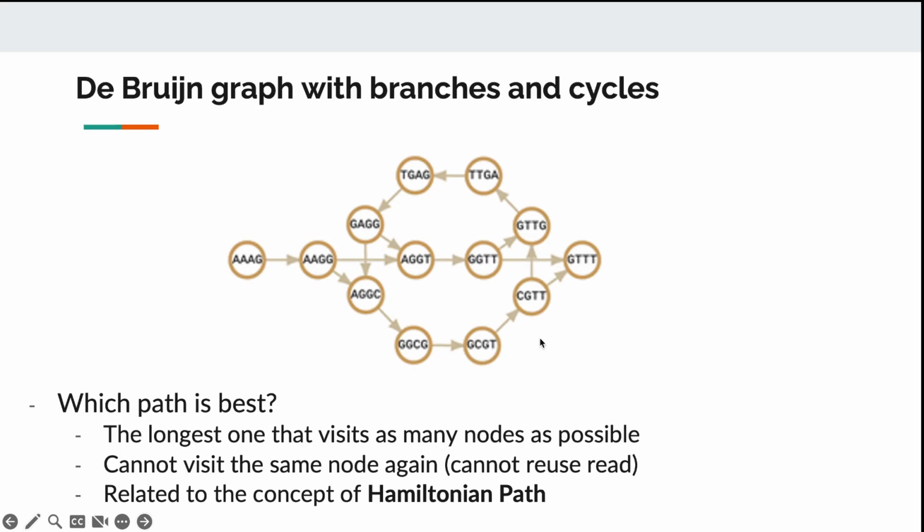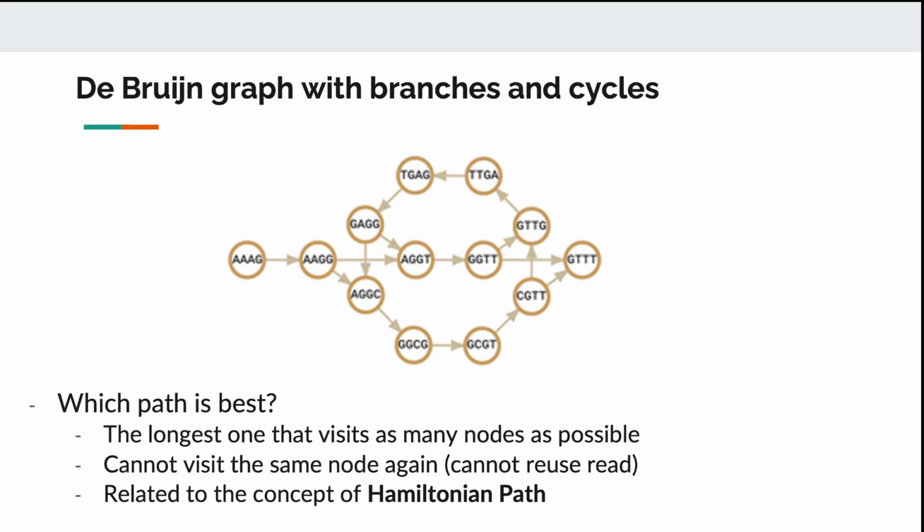So we cannot resolve the problem of repetitive regions with short reads. The best thing we can do is not produce the loop. Let's say I walk from AAG down here, down here, down here, and I walk into a loop. I'm not allowed to go to AGGC again. Next, I need to go to AGGT and then go on to the other nodes. This way, we have a path that visits every node in this graph, and it doesn't visit the same node twice.